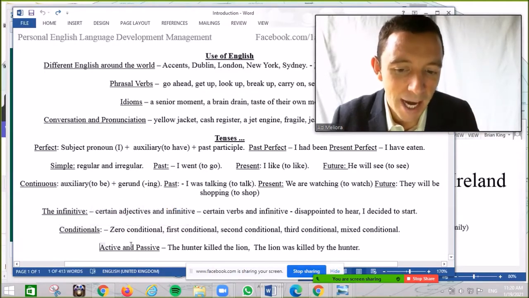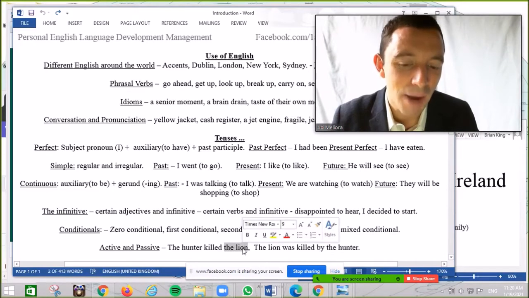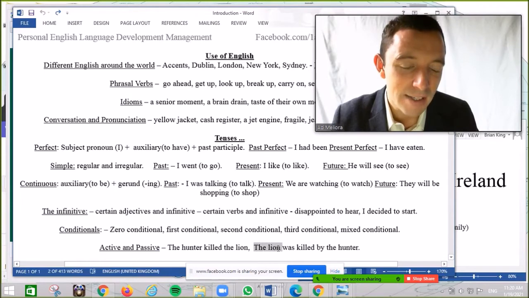The active and the passive is very important and very interesting as well. So the active, we have the subject plus the verb plus the object, and it's the same structure in Spanish, but the pasivo transform the object first plus the auxiliary verb to be in the correct tense.